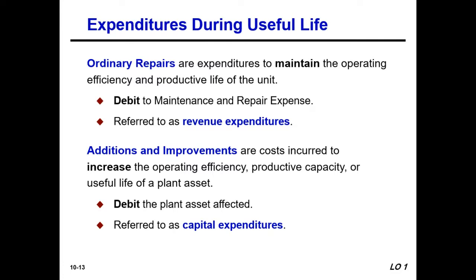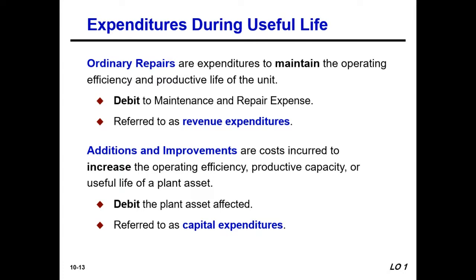What do we mean by ordinary repairs? Just like your car, for example, when you change the oil, or when you change the oil filter, right? These expenditures, which are normal repairs, we call them ordinary repairs. These are expenditures to maintain the operating efficiency of the equipment or machine or plant, whatever it is. In that case, you debit maintenance and repair expense, credit cash, like this one.